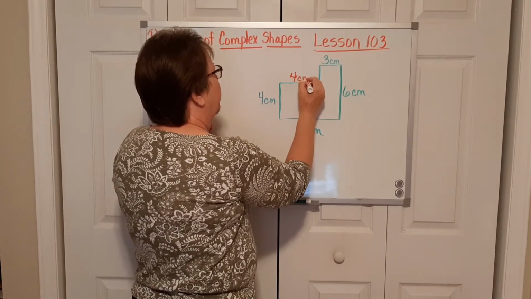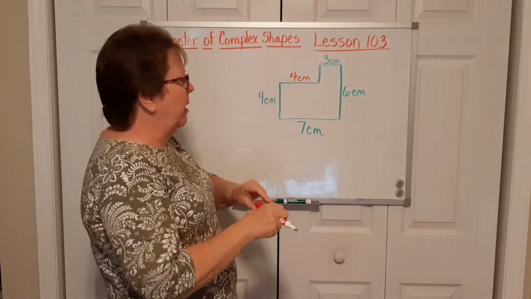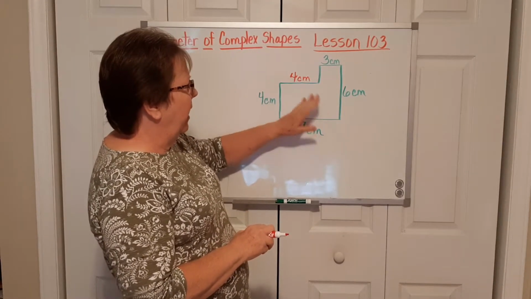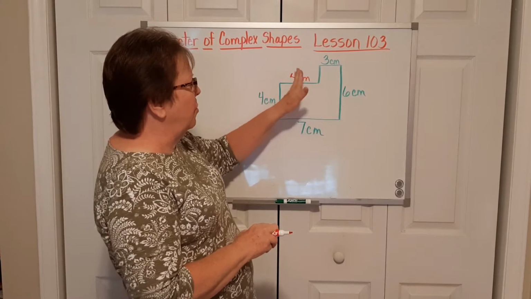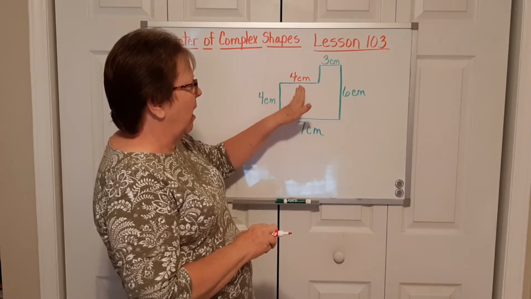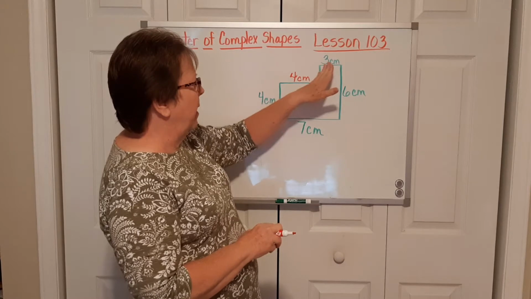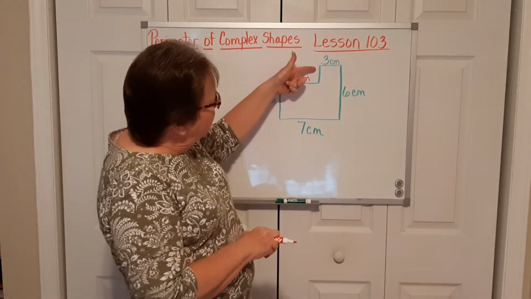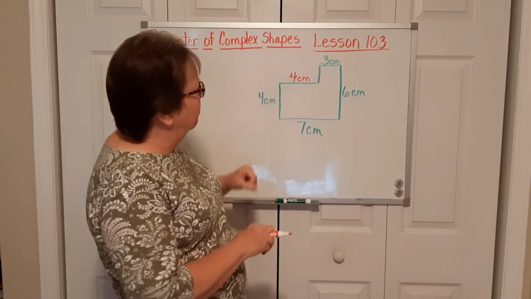Okay, so 4 centimeters. You say, wait a minute, how did you get that? Look directly across. You take that number, and then the number that's next to this line, which is the 3, so 7 minus 3 would be 4. Okay? Now, we still got to figure out how long this line is.